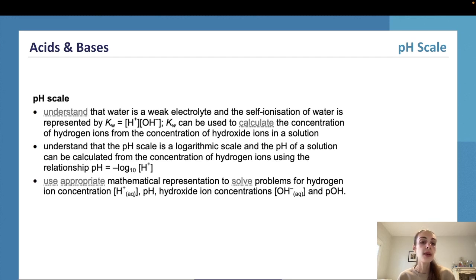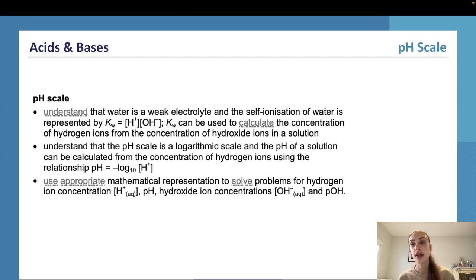We also need to understand that the pH scale is a logarithmic scale, and the pH of a solution can be calculated from the concentration of hydrogen ions using this relationship, which is pH equals negative log in base 10 of H+.